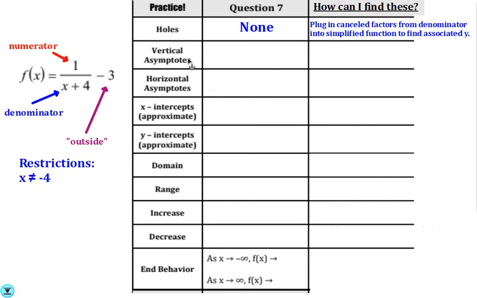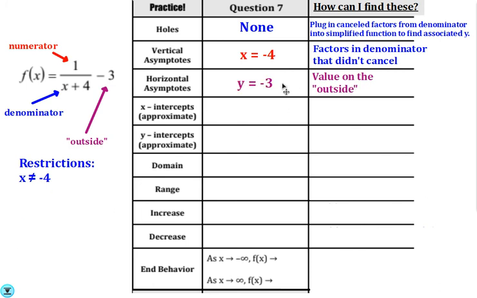Your vertical asymptotes still come from your denominator, and it's the factors in the denominator that didn't cancel. So we're going to have a vertical asymptote at x equals -4 because you find the root. So x plus 4, set that equal to 0 and solve. Your horizontal asymptote is really easy in this case because it is your k value, your value on the outside. So y equals -3. Your x-intercepts are kind of tricky in this case.